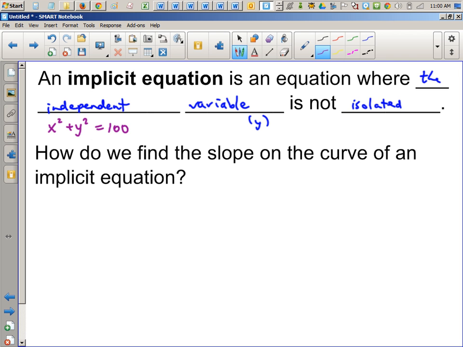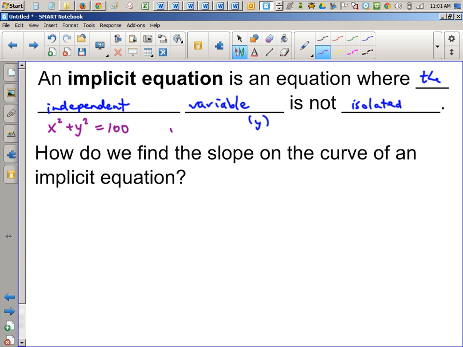Here's one. X squared plus y squared is 100. That is a perfectly legit equation. It's a circle, in fact. But y is technically not really isolated, is it? So it's called implicit. Y is implied, but if you really want to get y by itself, you'd have to do some work, wouldn't you? Sometimes it's impossible to get y by itself.